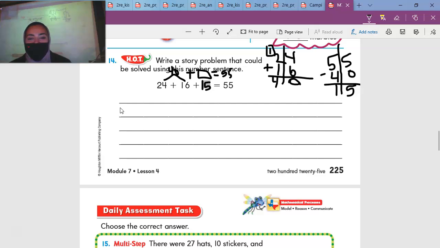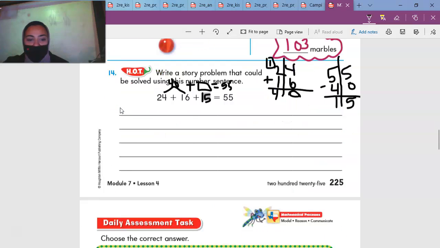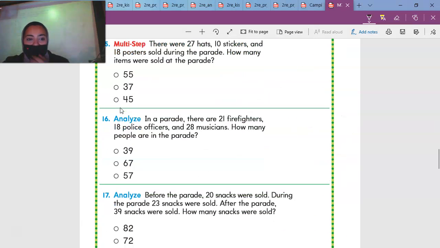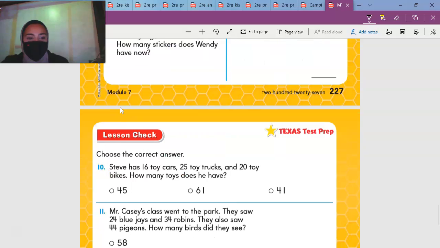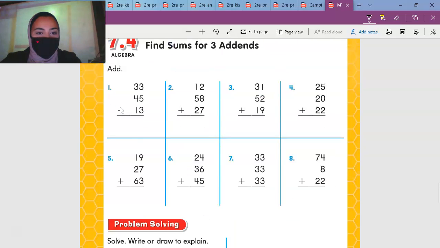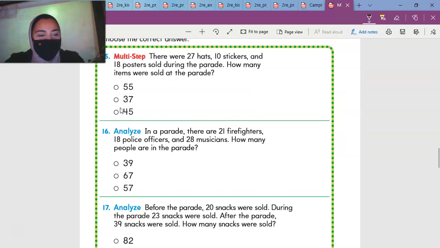Okay, now it's your turn to write your own problem. When you're done writing your own problem, you're going to move on and do page 226 all the way to 228 on your own. Okay, if you have any questions, let me know.